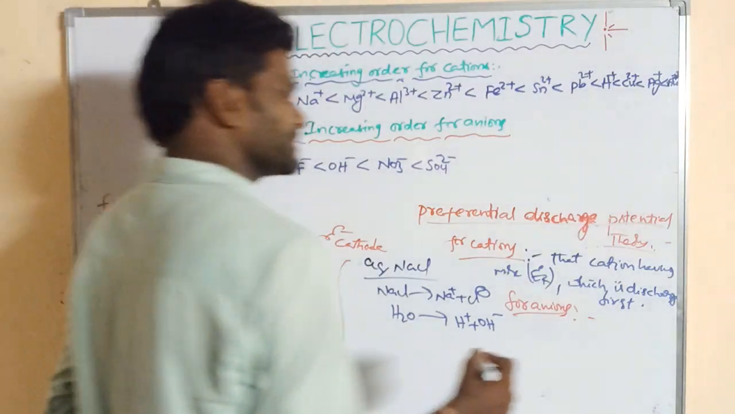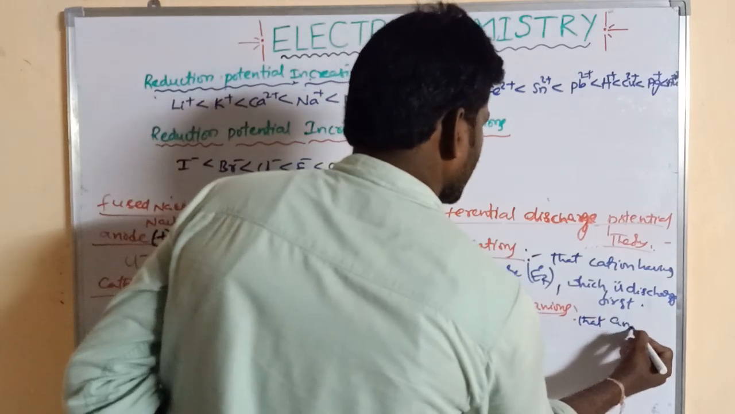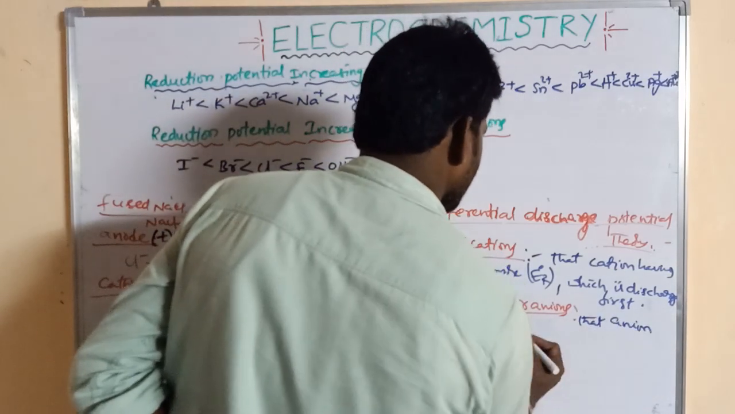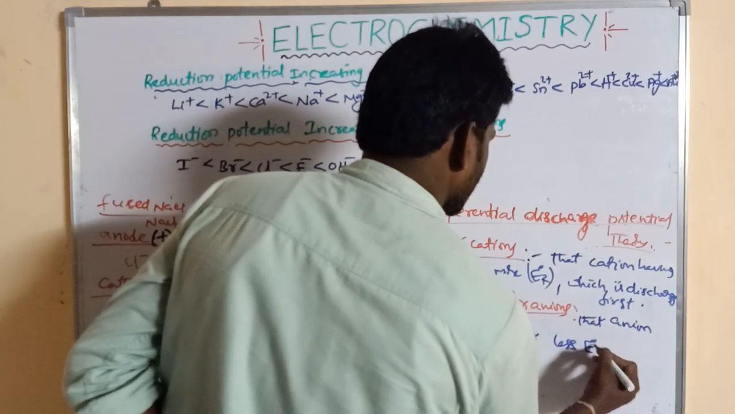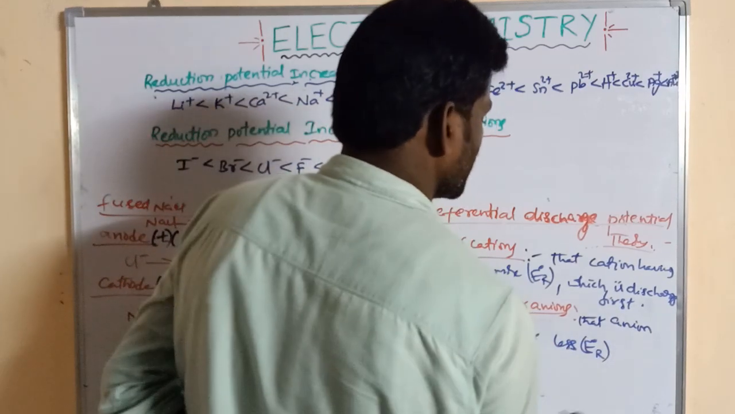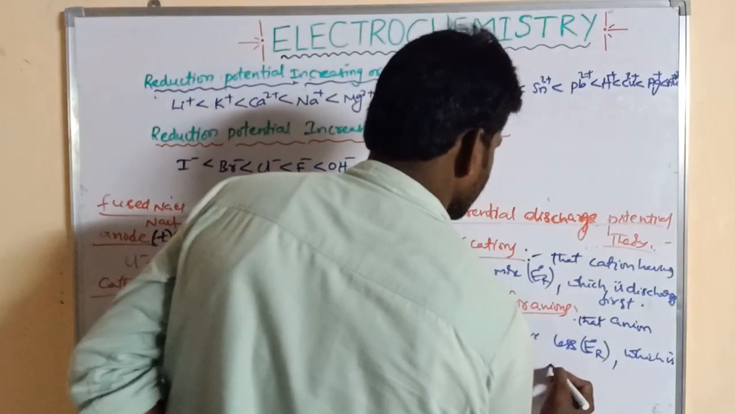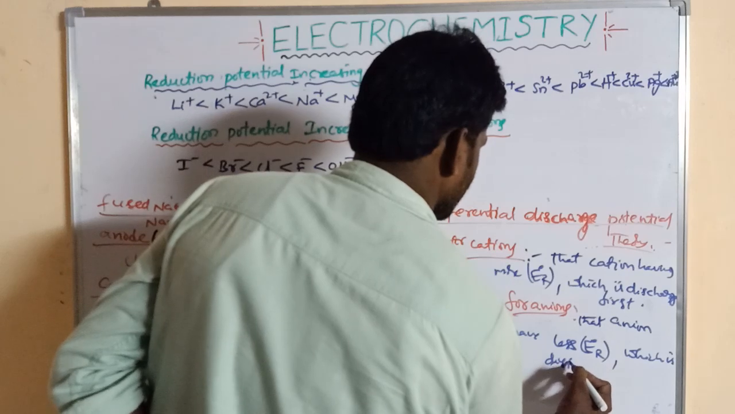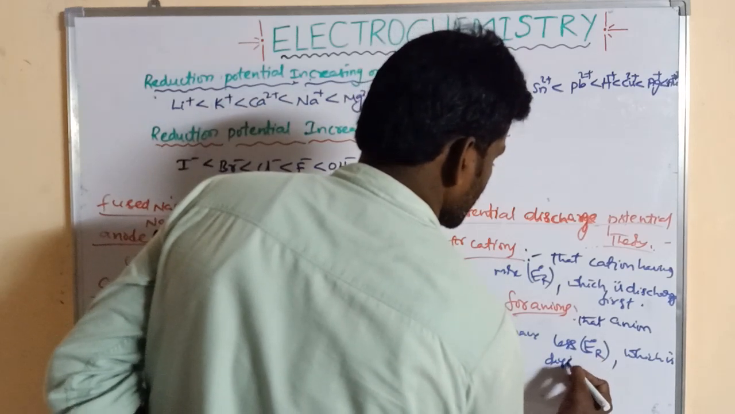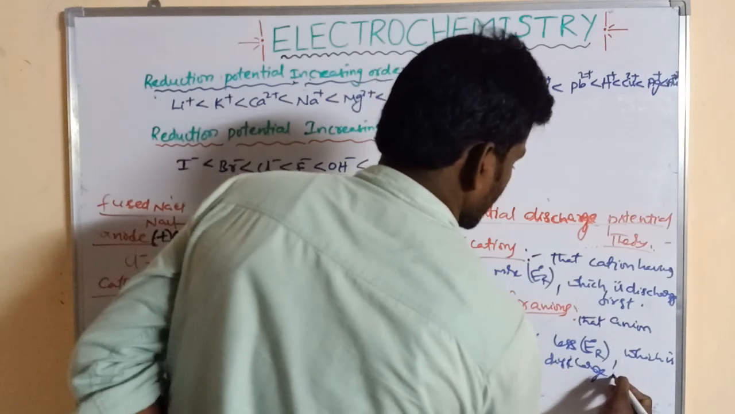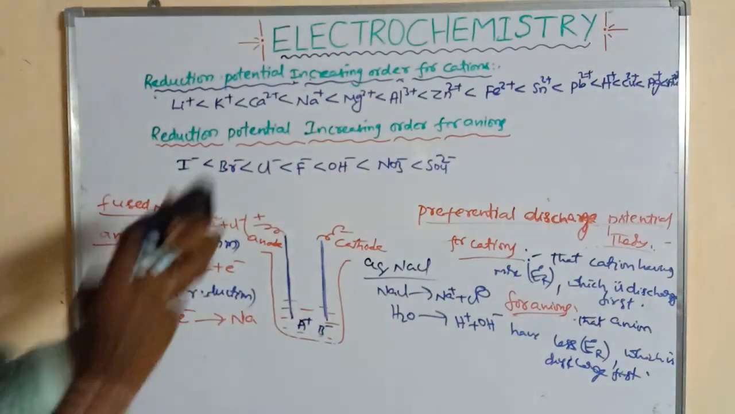For anions, the anion having less E0 or reduction potential is discharged first, which is preferentially discharged. So this is a very, very important point.